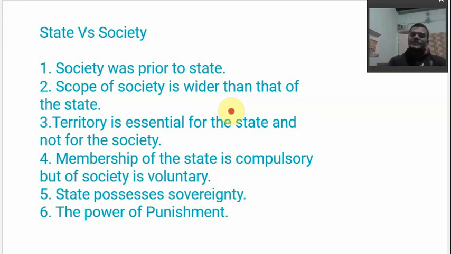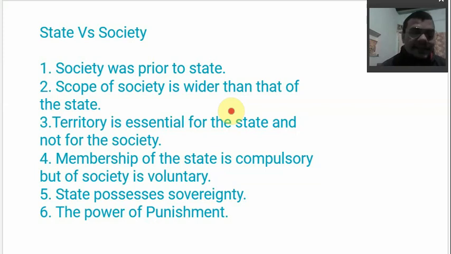Now again, the membership of the state is compulsory, but of society is voluntary. A person can decide to stay outside of the society, wants to live in solitude, wants to live in a forest area, doesn't want to be part of a society, is completely free. But if you want to live in a country, in a state, you have to become a member of that state.